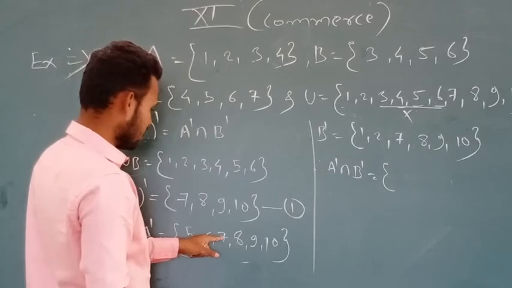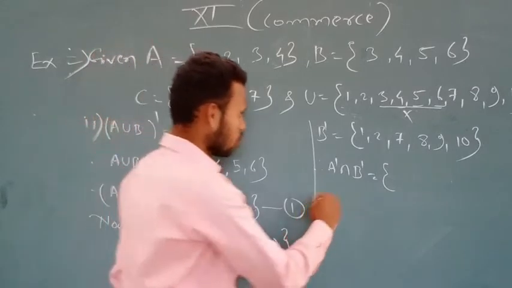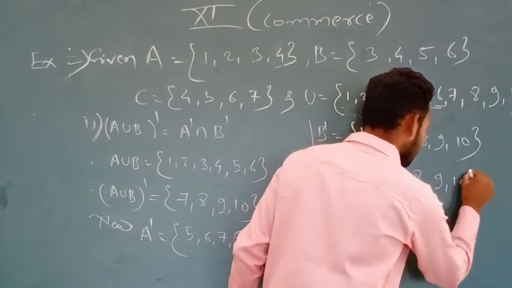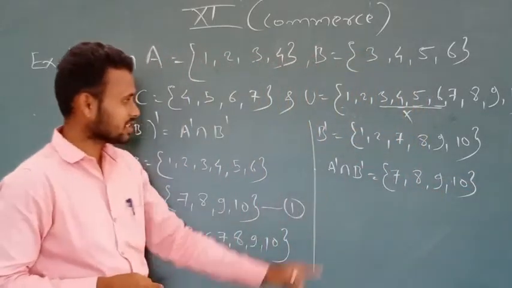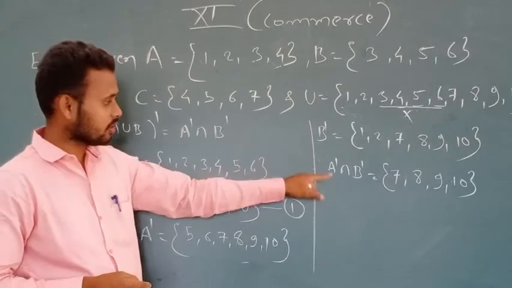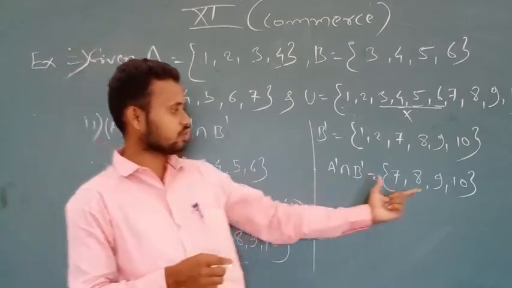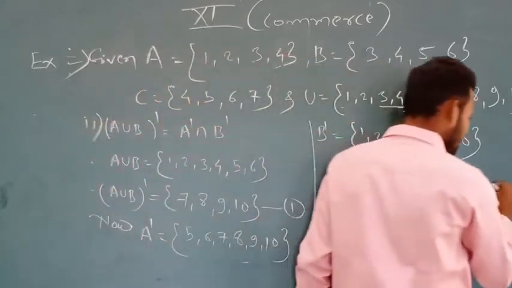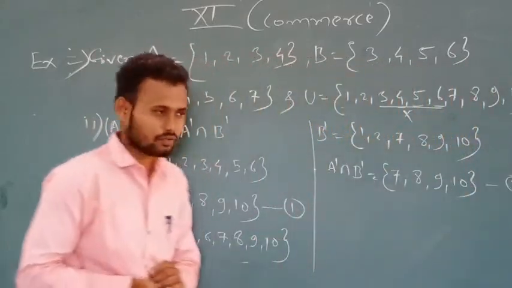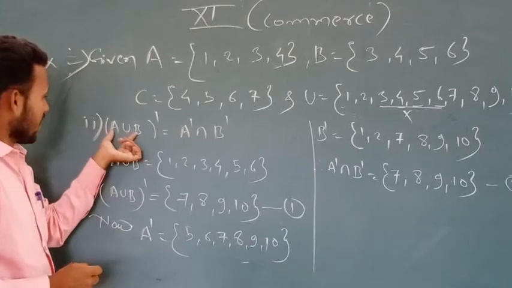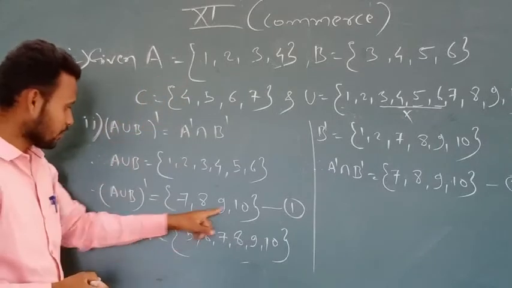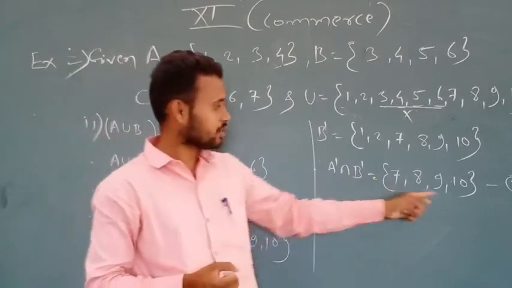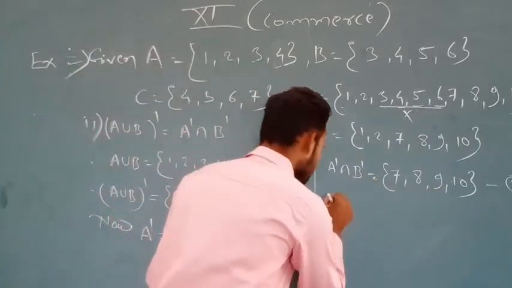7, 8, 9, 10. These are the only common elements: 7, then next 8, then next 9 and 10. These are the common elements between the set A complement and B complement. Therefore, the intersection of these two sets contains only common elements. Now, A complement intersection with B complement, therefore we take that equation number second. Here, A union with B its complement is equation number first. Then A complement intersection with B complement is equation second. Therefore, now from equation first and second.